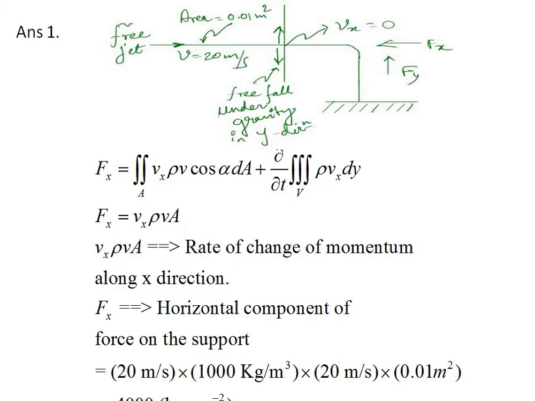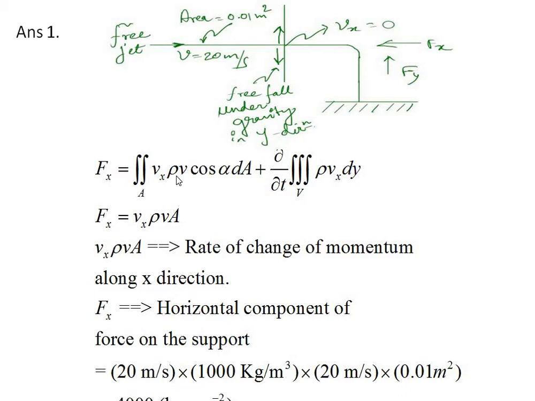Now we know that for this, we have to do a momentum balance. So what is momentum balance? Momentum balance is the sum of forces acting on the control volume. If we take this complete section as a control volume, it will be rate of momentum in minus out plus rate of momentum accumulation in the control volume. So from Reynolds transport theorem, we can say that this term gives the rate of momentum in minus rate of momentum out.